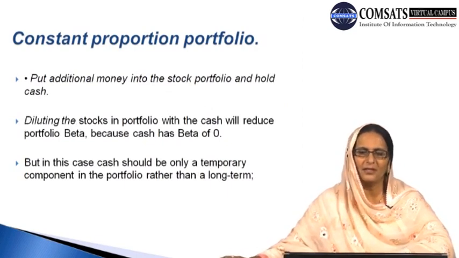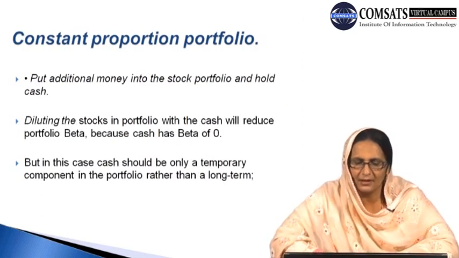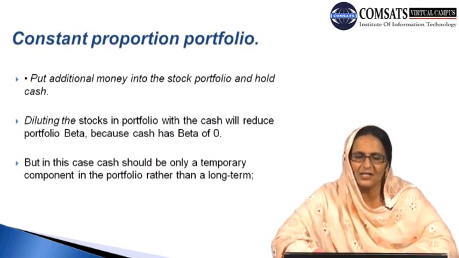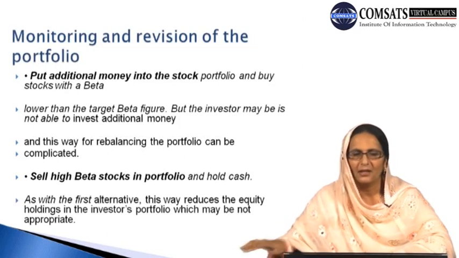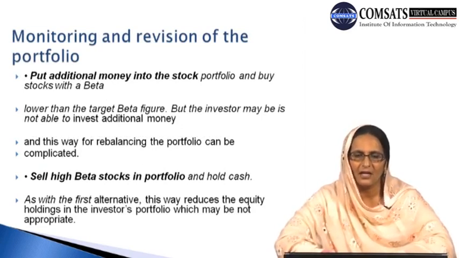Put additional money in the stock market and hold cash. We should increase the level of cash, and diluting the stock in the portfolio with the cash will reduce the portfolio beta because cash has a beta of 0. But in this case, cash should be only a temporary component in the portfolio rather than long term.